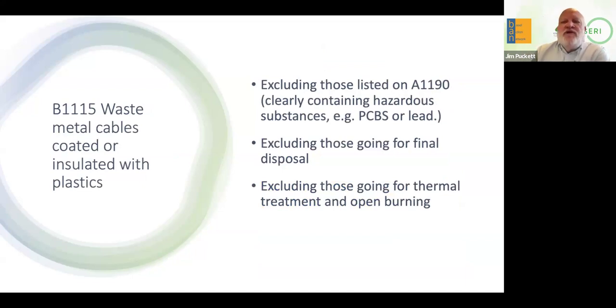And then we have waste metal cables coated or insulated with plastics. These are excluded as long as they're not hazardous and don't have lead or something in the lining, etc., in the plastics that would create a hazard. They cannot be going for thermal treatment and open burning, but they will be exempt.